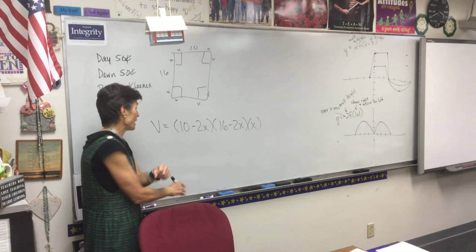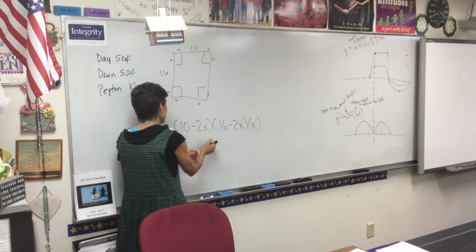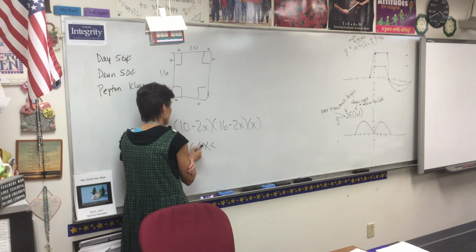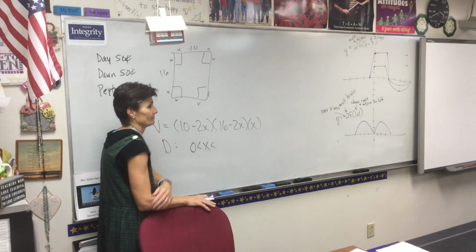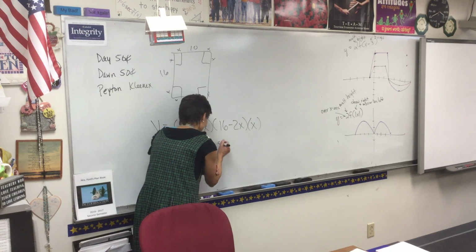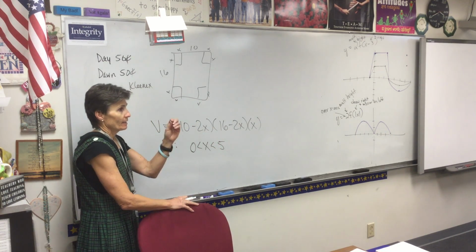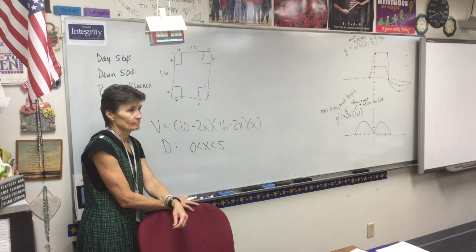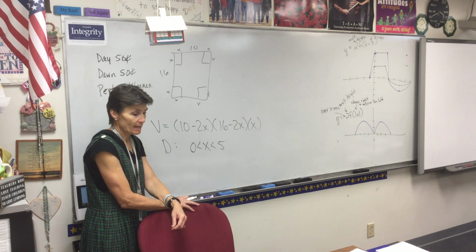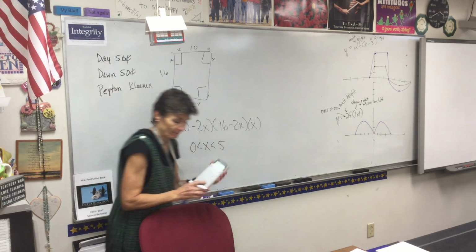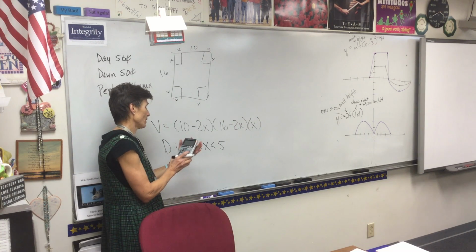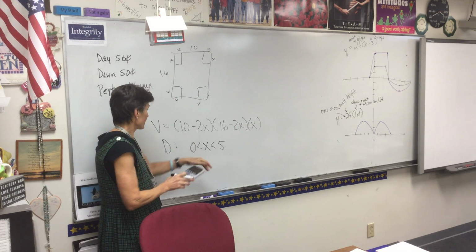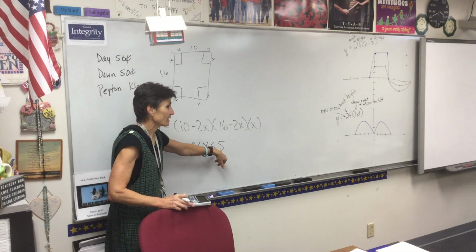Okay? Now we need domain. Always the same. x is going to be between 0 and something. 5. Why is it 5? It's the lowest number divided by 2. Exactly. It's half the smallest dimension. Okay. Now we go to our calculator. When we set up our window, this is X min and X max.